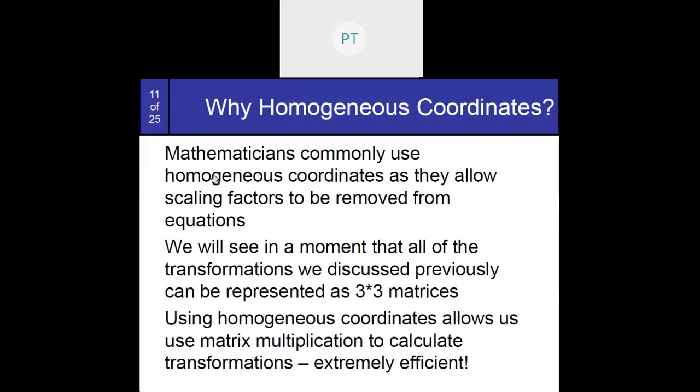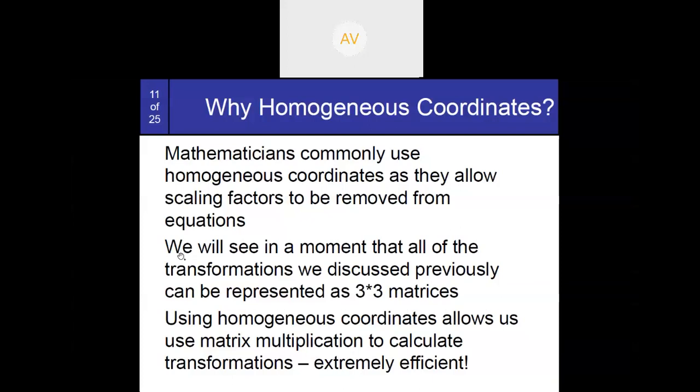Why homogeneous coordinates? Mathematicians commonly use homogeneous coordinates as they allow the scaling factor to be removed from equations. Earlier we have seen the scaling formula, then the translation formula, and then the rotation formula. So to form a homogeneous matrix and remove those scaling factors from the equations, we are converting those equations into the homogeneous system.